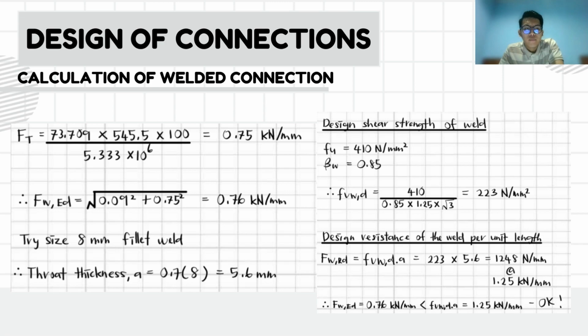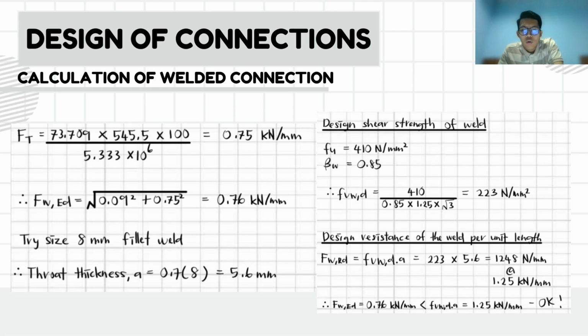Next, we try size 8 mm of fillet weld, for which the throat thickness that we will get is 5.6 mm. Then we need to calculate the design shear strength of weld, which is FVWD equal to 223 Newton per square millimeter. And then we need to calculate the design resistance of the weld per unit length. We will get FWRD equal to 1.5 kilonewton per millimeter.